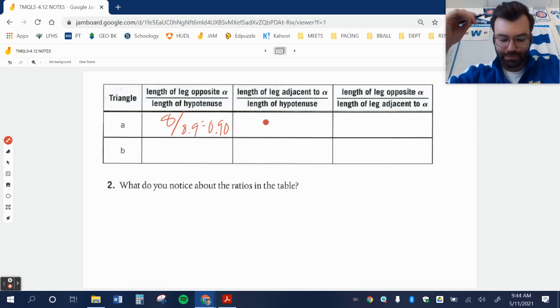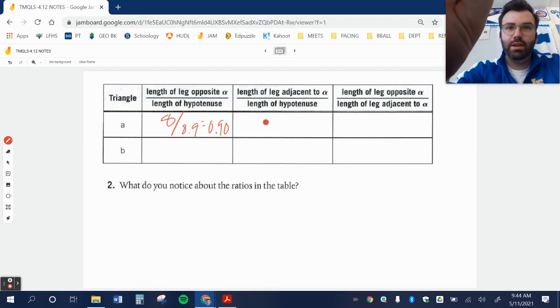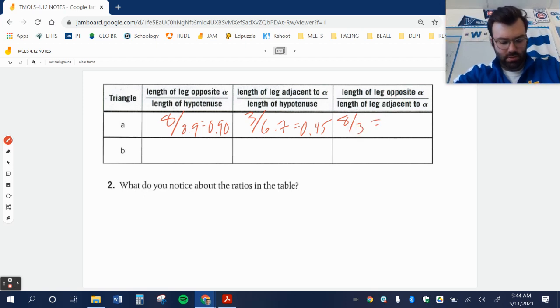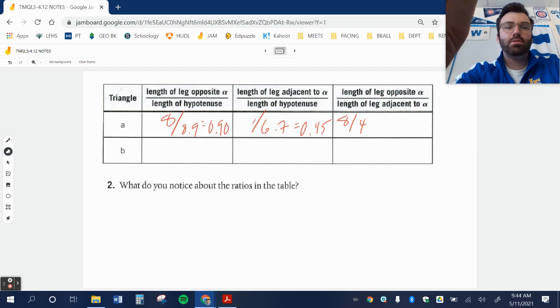All right, let's use the adjacent. Okay, look at your book. The adjacent side was 3. The hypotenuse was 6.7. 3 over 6.7 is about 0.45. And lastly, opposite over adjacent. So 8 divided by 3, which is where? 3. I'm looking at the wrong one. It should be 4. So I was looking at triangle B. This should be 4. 8 divided by 4 is 2.